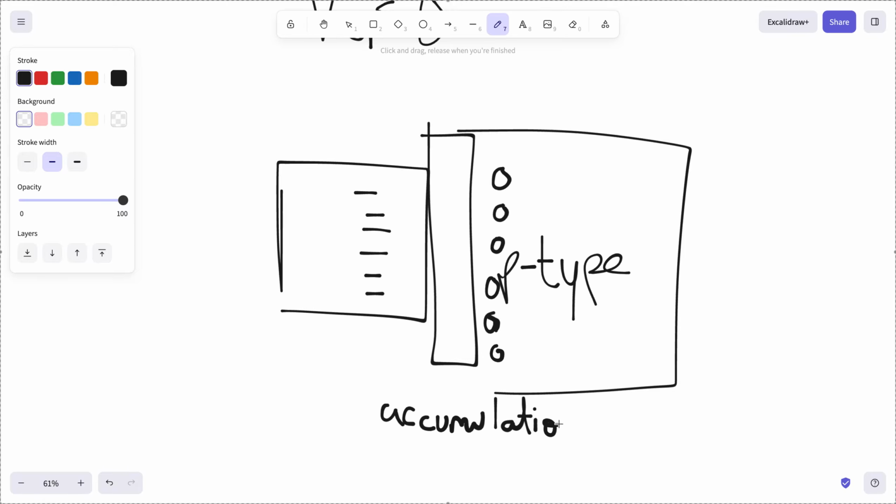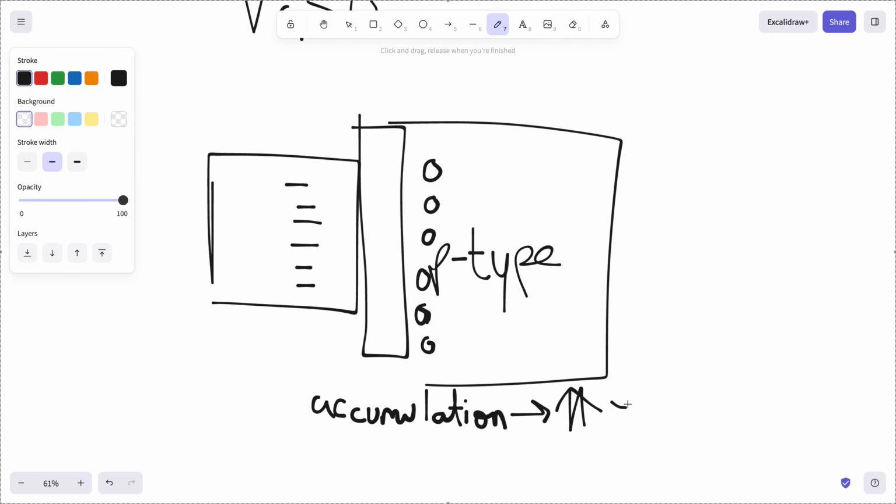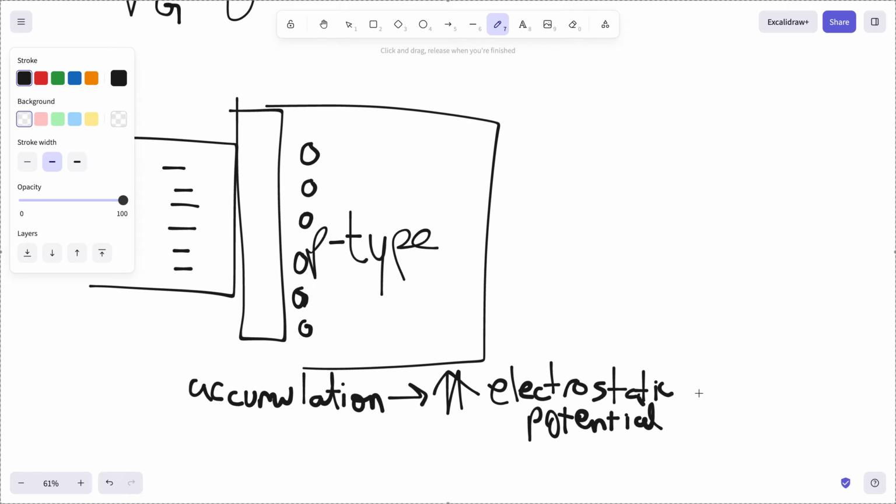And as one could expect, this charge accumulation leads to an increase in the electrostatic potential of the p-type, at least at the edge where there's this accumulation of charge, which you can show using Poisson's equation, right? Where there's positive charge, there's going to be an increase in the potential positively. And this will lead to band bending upward, as I will show in just one second.